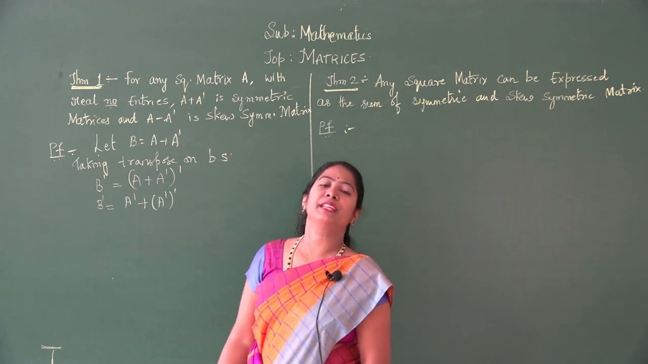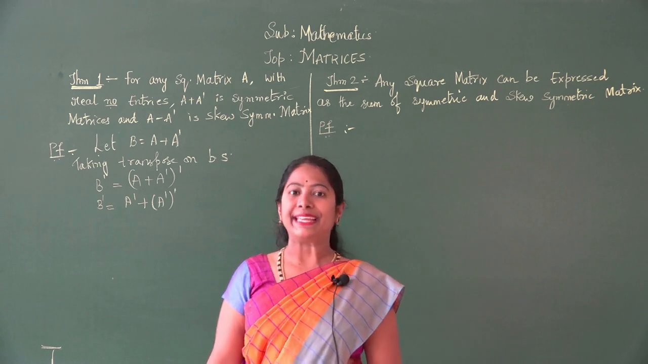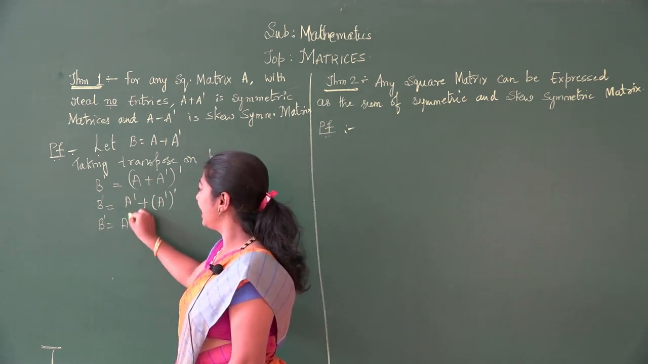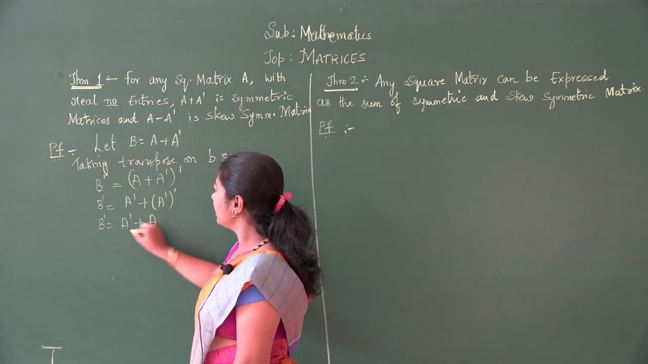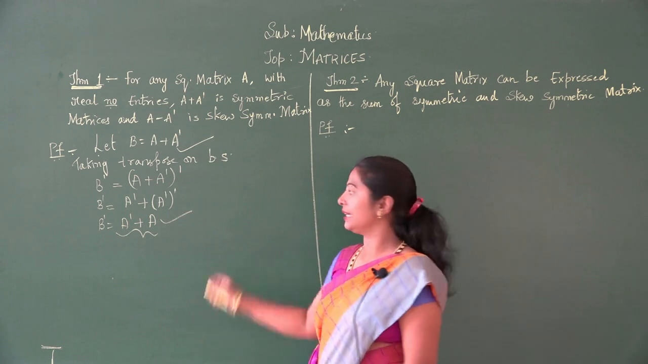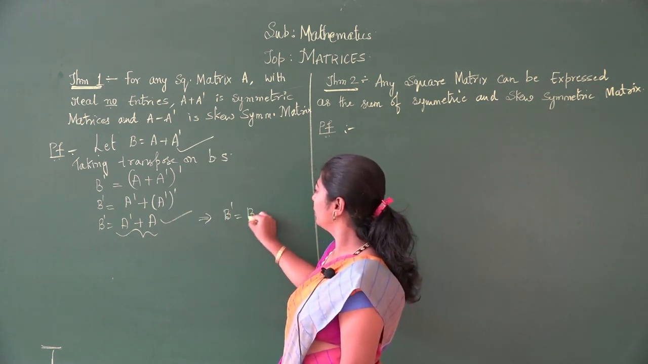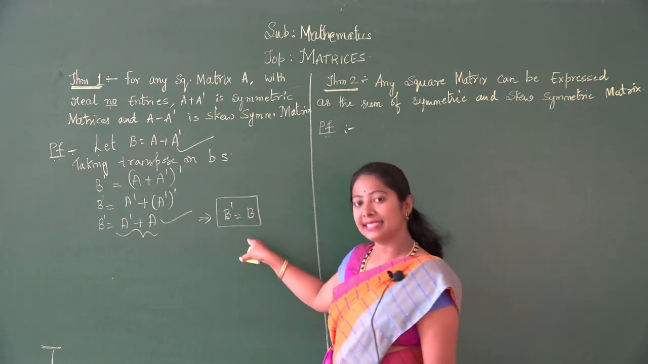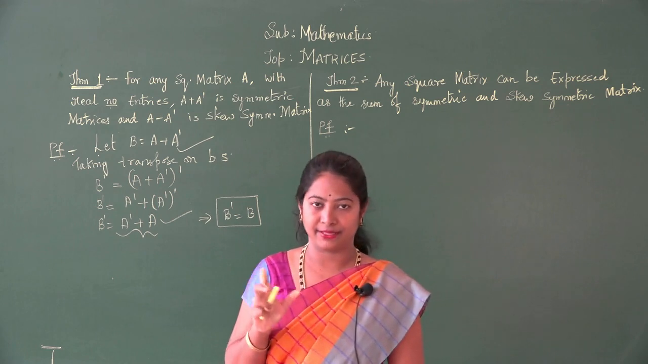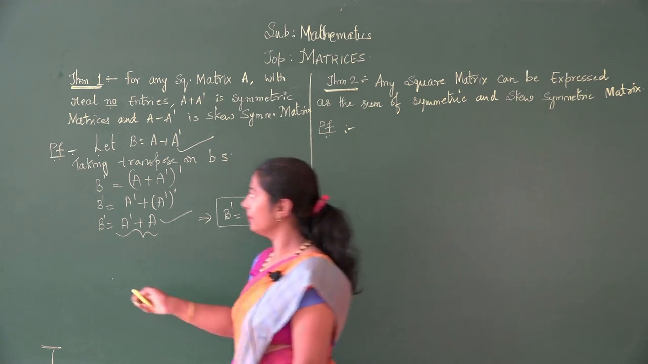Once again, by the definition of transpose of a matrix, what is A dash the whole dash equal to? A. Therefore, B dash is equal to A dash plus A. But what is this A dash plus A? That is nothing but B. Hence, we can write B dash is equal to B. This satisfies the definition of a symmetric matrix. Moving on to the second half of the same theorem.